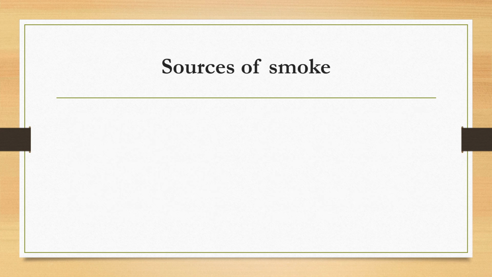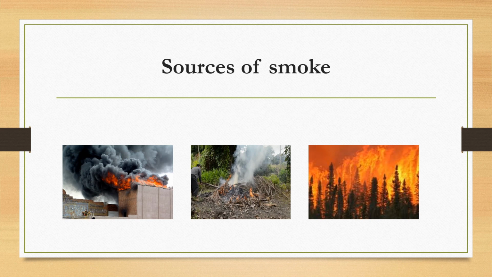Let us now find out about some sources of smoke. These pictures illustrate a major source of smoke. Observe these pictures and identify the source. You must have noticed that a large amount of smoke is released during fires. For example, when a building has caught fire, when garbage is burned, or during forest fires.